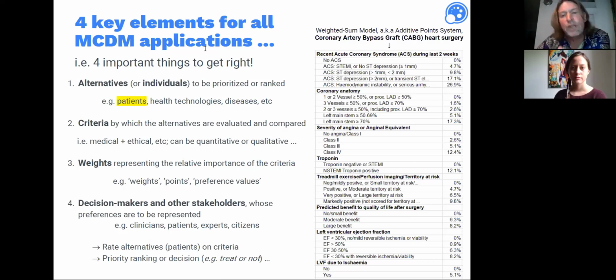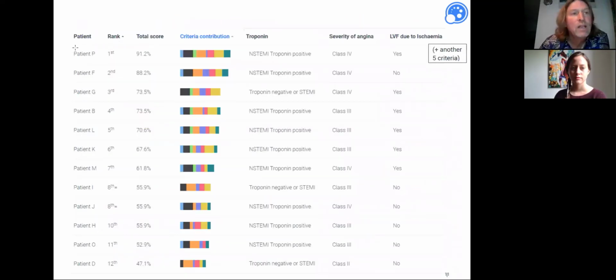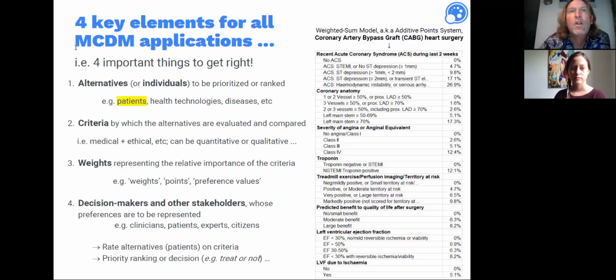We've got to think about, well, what are the alternatives or the individuals that we're trying to prioritize or rank? So here's another very simple illustration. Imagine in this case about a dozen patients. Now, of course, at a health system level, it wouldn't be 12, it might be 12,000, but of course, very, very scalable. So we're going to try and rank and put these patients in order for this particular form of heart surgery. And we're going to make those decisions by considering some criteria.